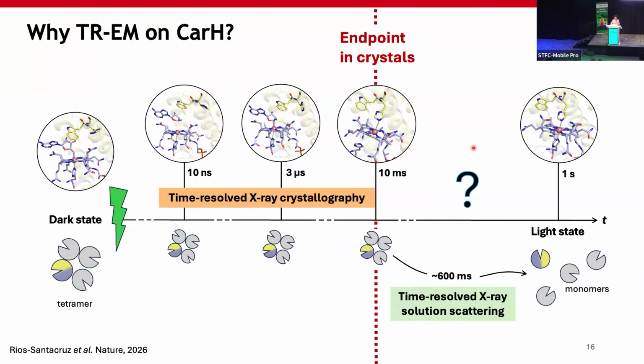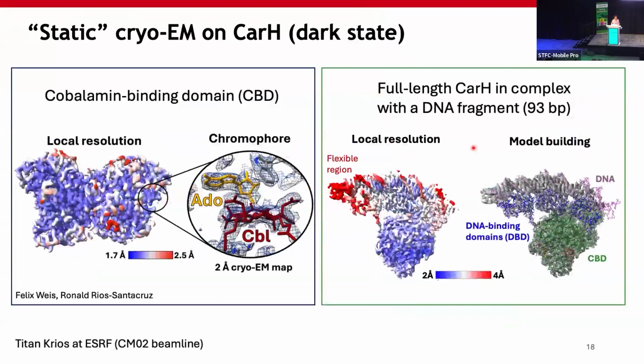And for this, we need a technique that allows us to have high-resolution structures without the need for crystals. And so we tried time-resolved cryo-EM. So first, we checked that CarH is actually a good sample for normal cryo-EM. So we determined dark state structures of both a truncated version of the protein, which is a sample used for crystallography, so it only contains the cobalamin, the cofactor binding domains, and also the full length structure of CarH in complex with a DNA fragment.